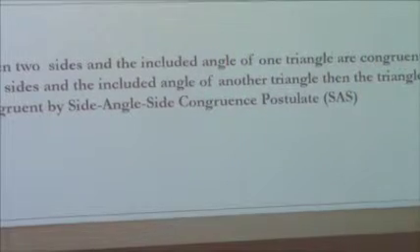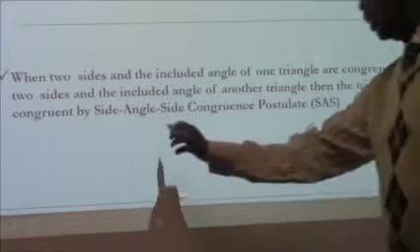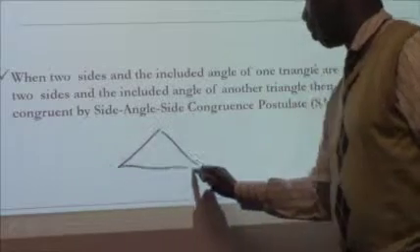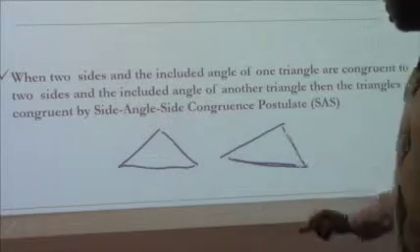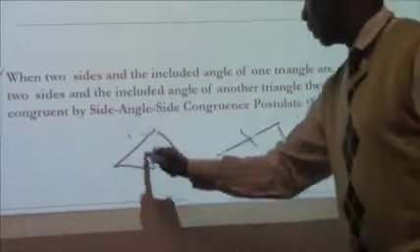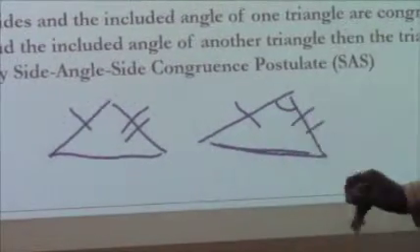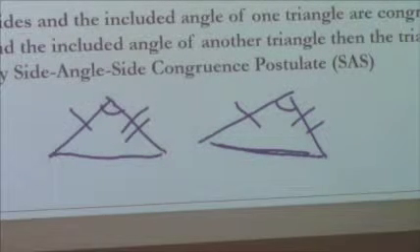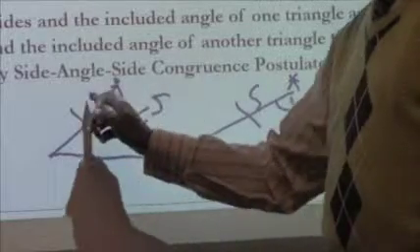Another case we have is what we call the side-angle-side postulate. It says that if two sides of a triangle and an angle between those sides are congruent to two sides and the angle between those two sides of another triangle, then these two triangles are congruent by the side-angle-side postulate.